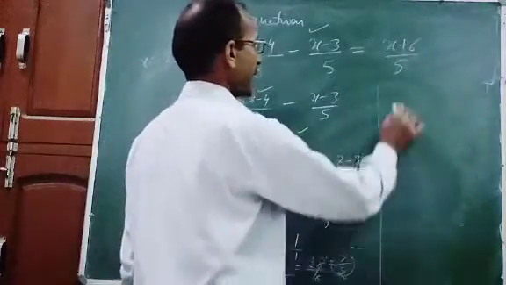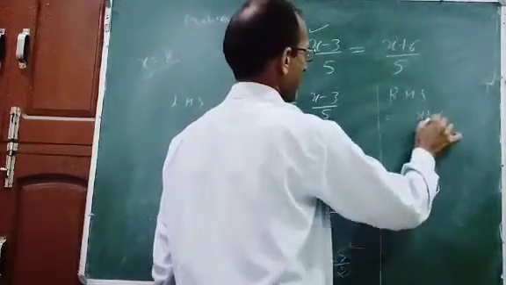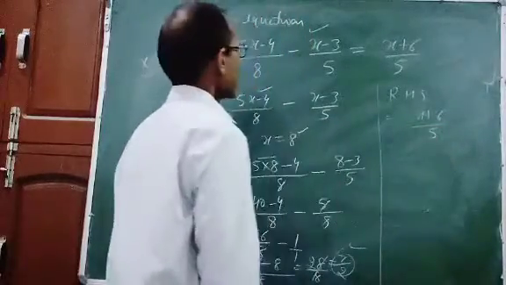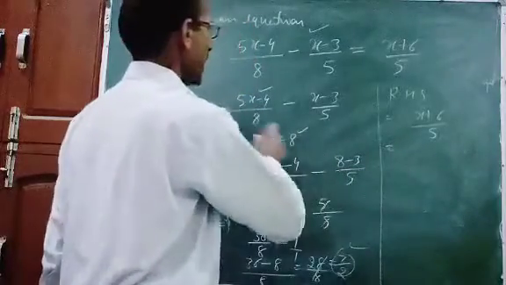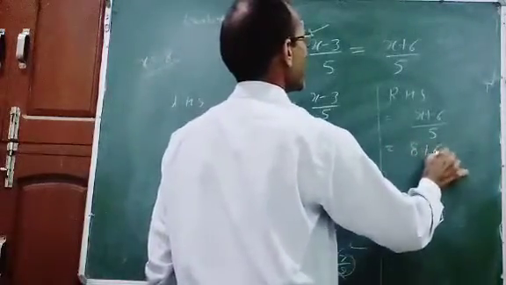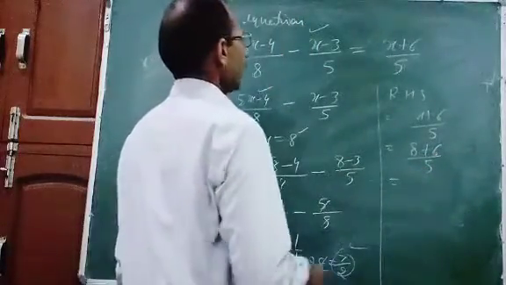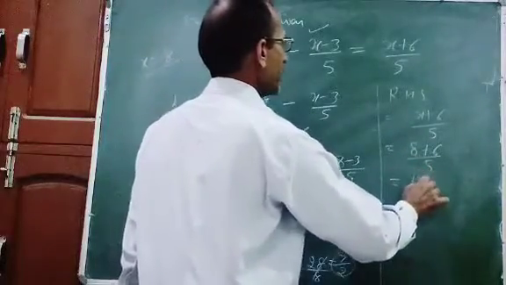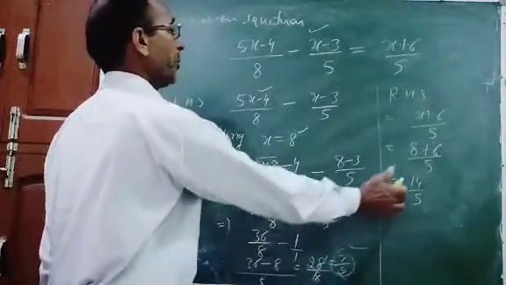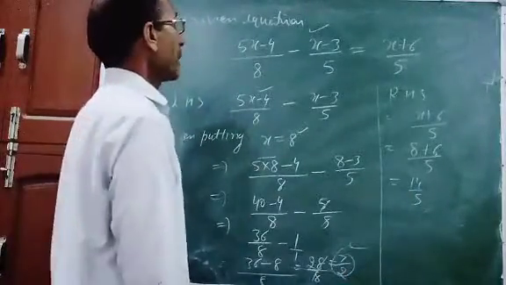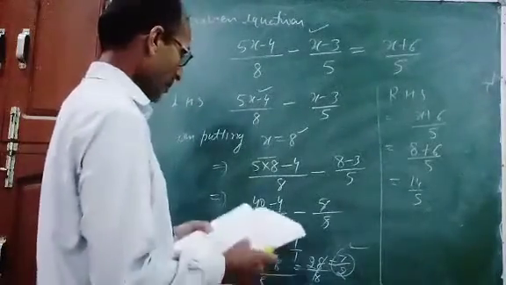Now I am taking the right hand side, RHS: x plus 6 by 5. The value of x is 8, so 8 plus 6 by 5. 8 plus 6 is 14, so 14 by 5. The solution of the left side is 7 by 2 and the solution of the right side is 14 by 5. Both are not equal. It means this is not the solution of this equation.